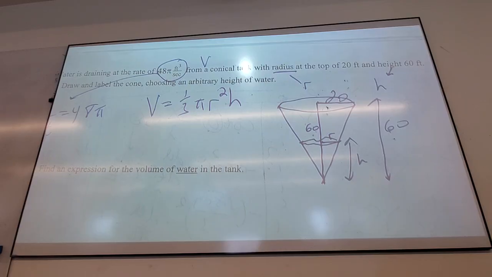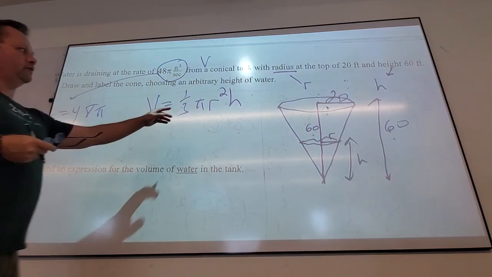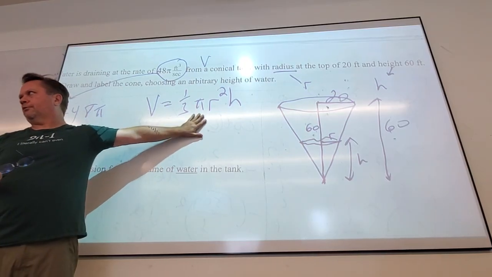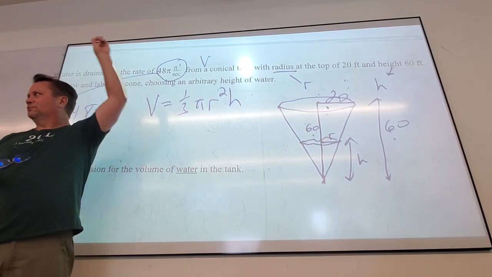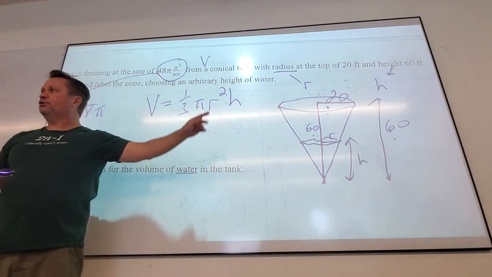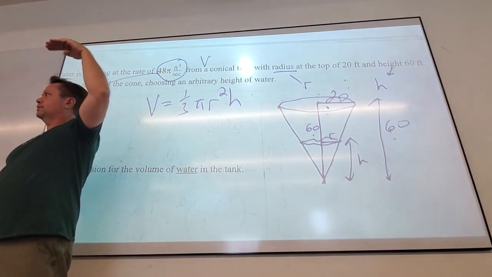Because what is wrong with this volume formula? How many variables are in it? 3. How many variables are we able to handle? 2. y equals a function of x, v equals a function of r, right? There's too many, the number of variables in this equation is too high.